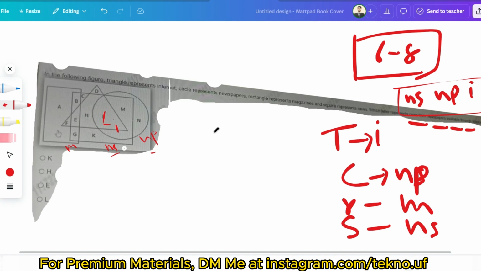That means it is the letter which represents news from newspaper through internet. Okay, so L is the correct answer, option D.